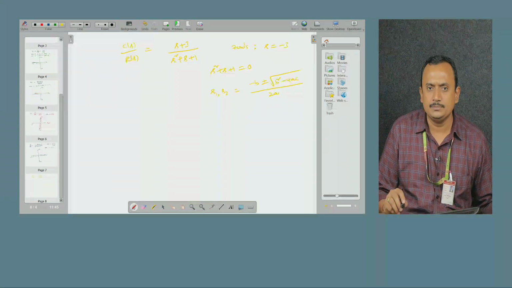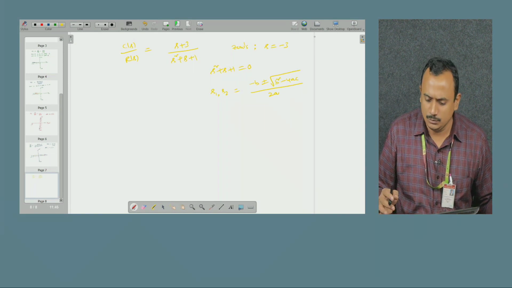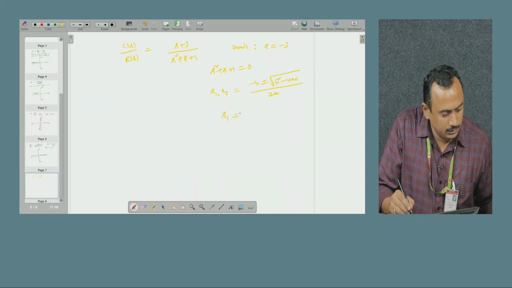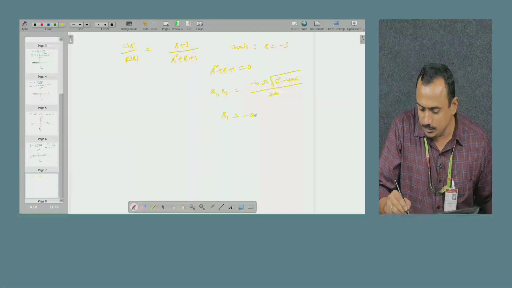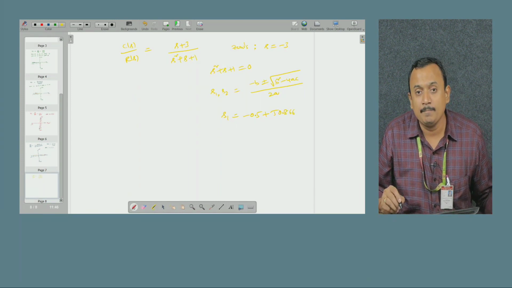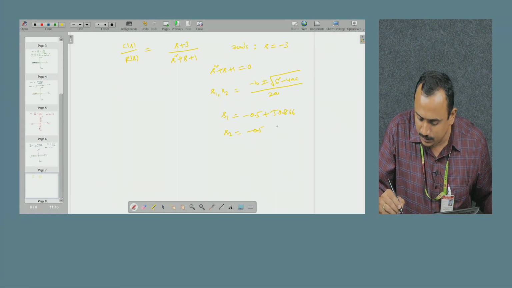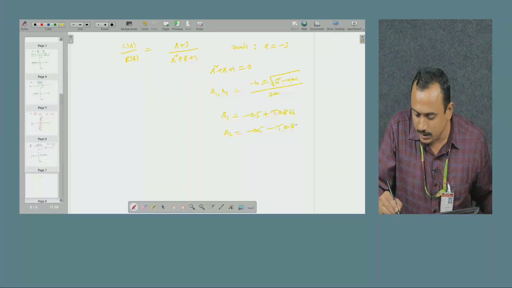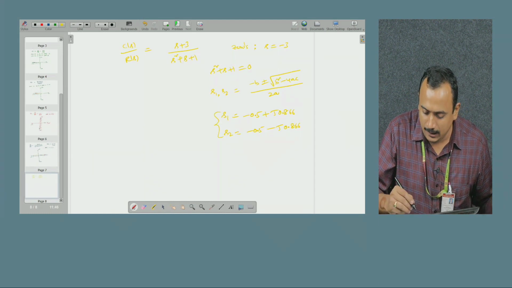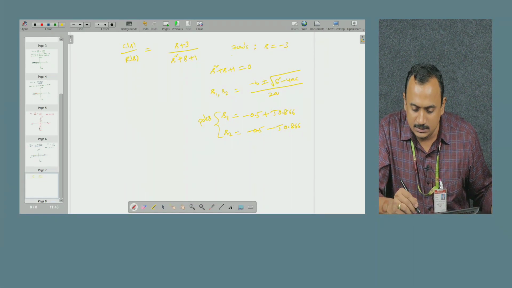And if you substitute to get two roots s1 and s2, you will get s1 is equal to, what is the value? Minus 0.5 plus j0.866, and the another root is s2, that is minus 0.5 minus j0.866. So now these two are poles and this is at 0.